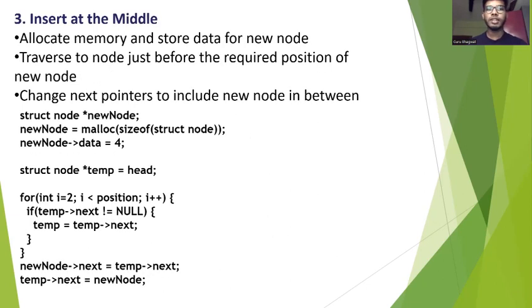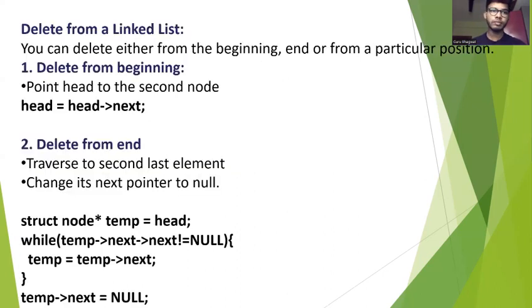Next, move on to insertion in the middle. First, we allocate the memory and store the data in the new node. Then traverse all the nodes before the required position of the new node. Next, we change the next pointer to include the node in between. We have to traverse the elements one by one to insert an element in the middle. This is the C function for insert at the middle.